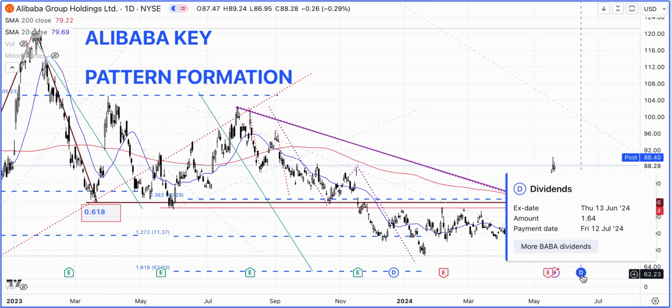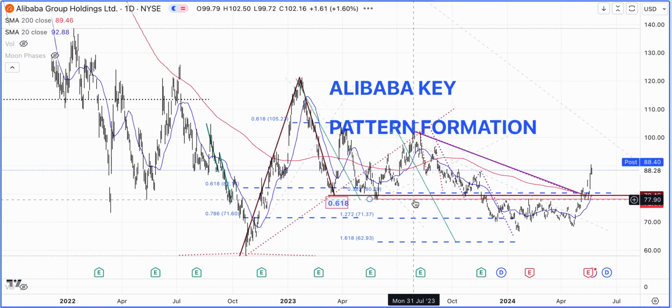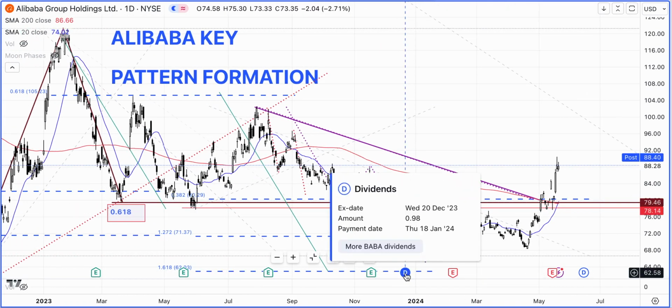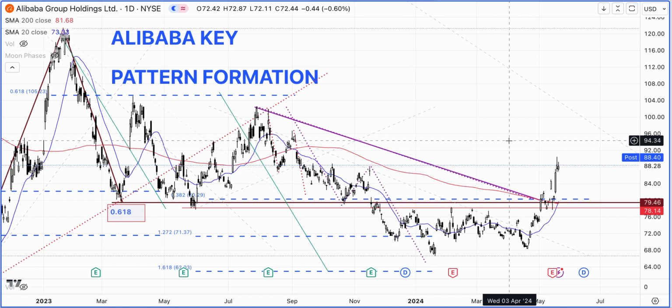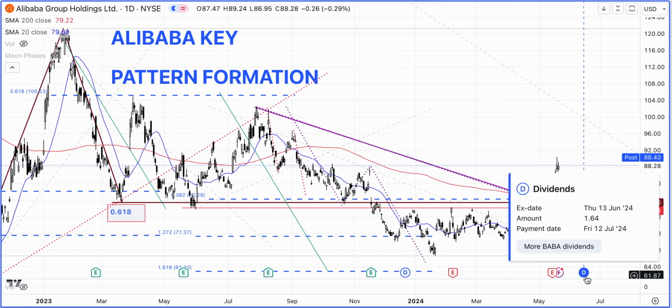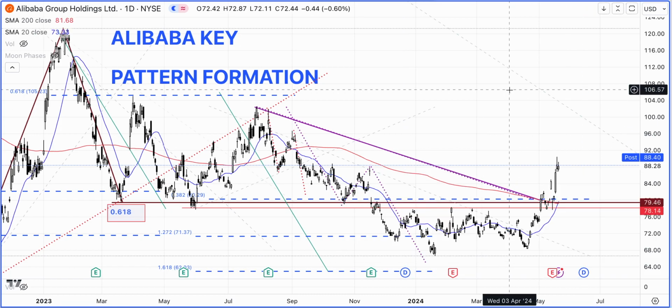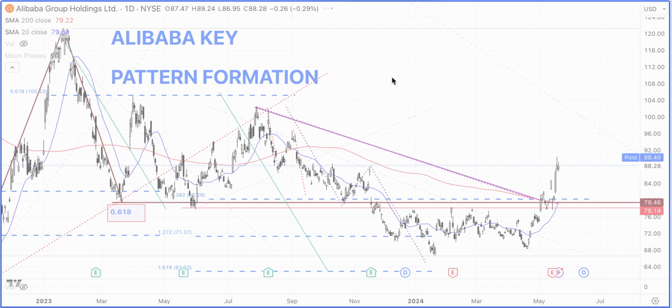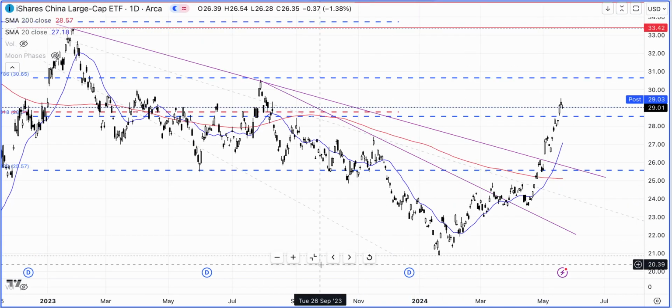And the stock is also paying a dividend of $1.64, so that is also interesting. Baba was not paying a dividend before, but it has started to pay a dividend since December of 2023. So it's returning some money to shareholders in dividends as well. That's pretty interesting. While we are on it, let's have a real quick look at the FXI, which is the Chinese stocks ETF, because there are a number of stocks.